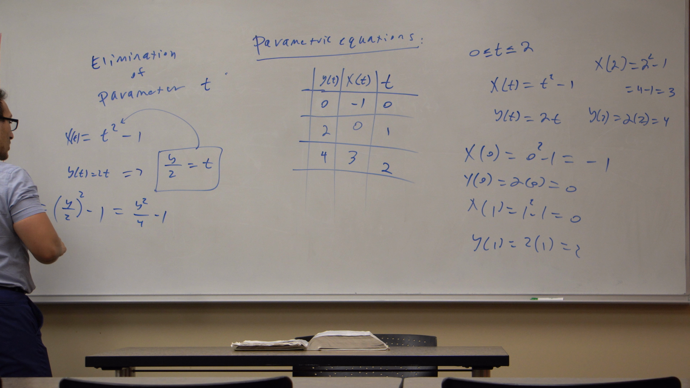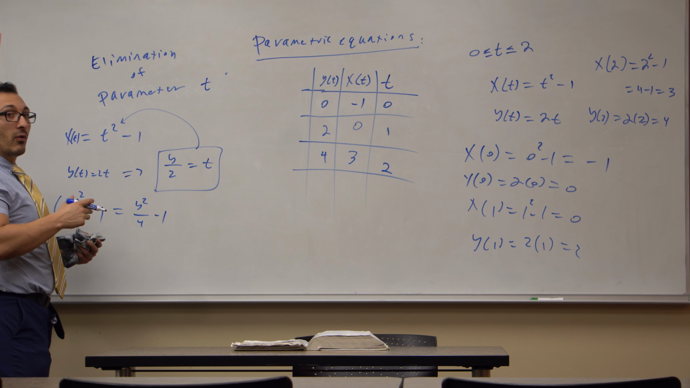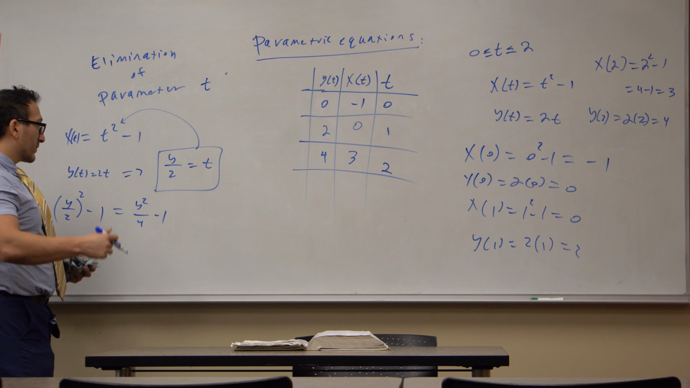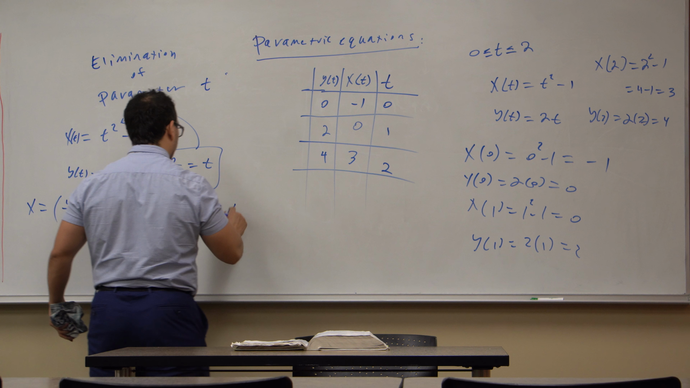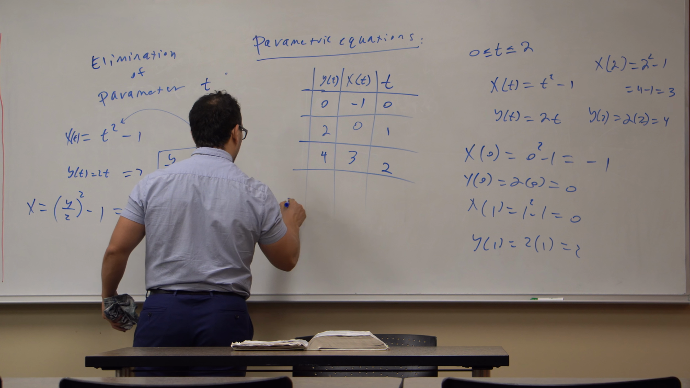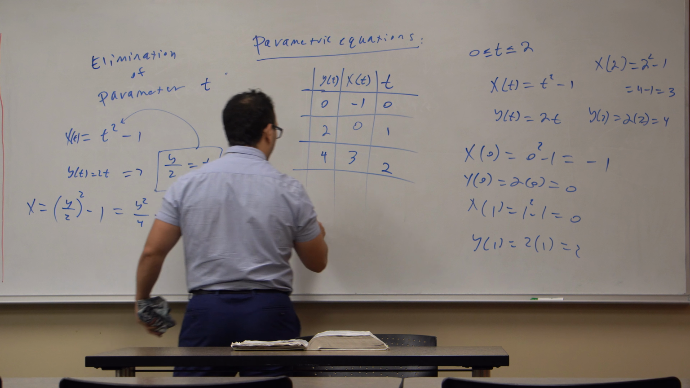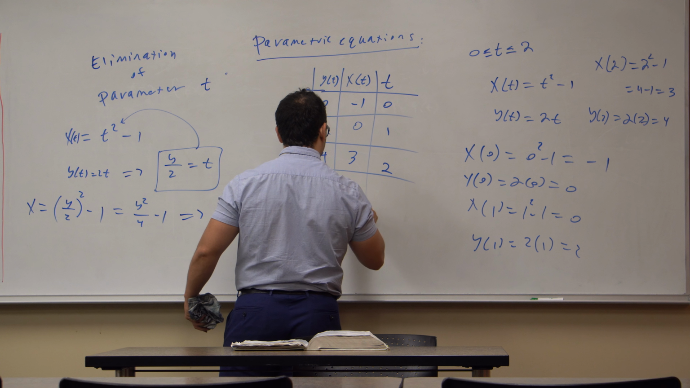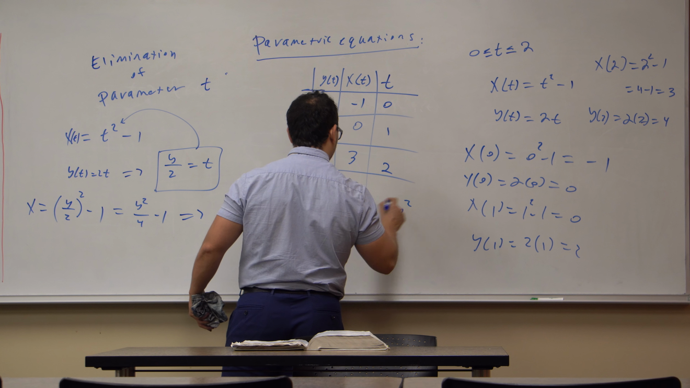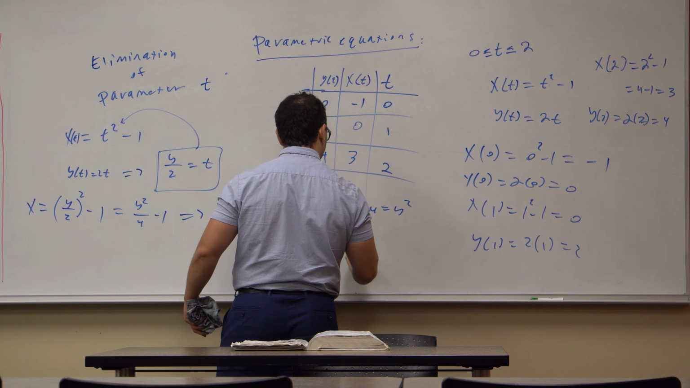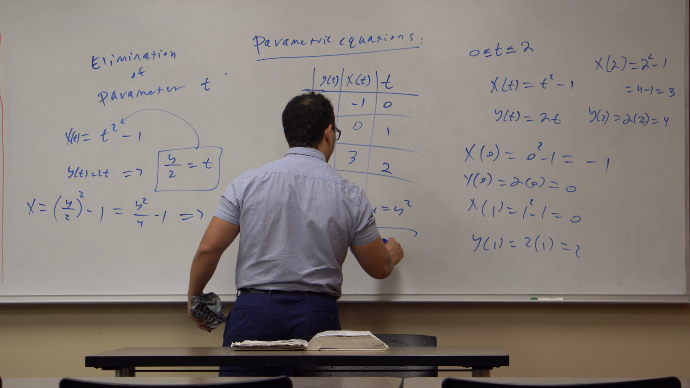That's what x is. So if I want to solve for y in terms of x, I add a 1. So I get x plus 1 is equal to y squared divided by 4. Multiply by 4. That means I get 4x plus 4 is equal to y squared. And I take the square root. So I get y is equal to the square root of 4x plus 4.